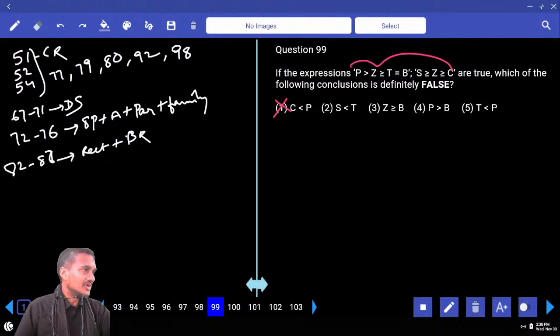The question is about false. And next one, S and T. Now S and T, which element is common? Z. S greater than or equals to Z greater than or equals to T means S greater than or equals to T is true. Hence S lesser than T must be definitely false. Which is false? S lesser than T, definitely false.